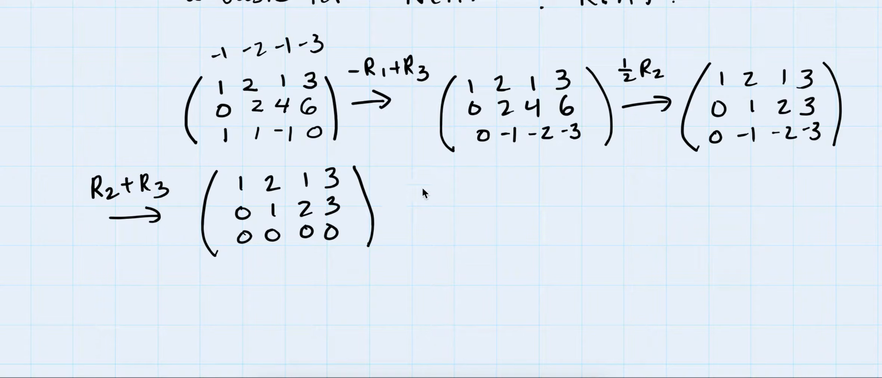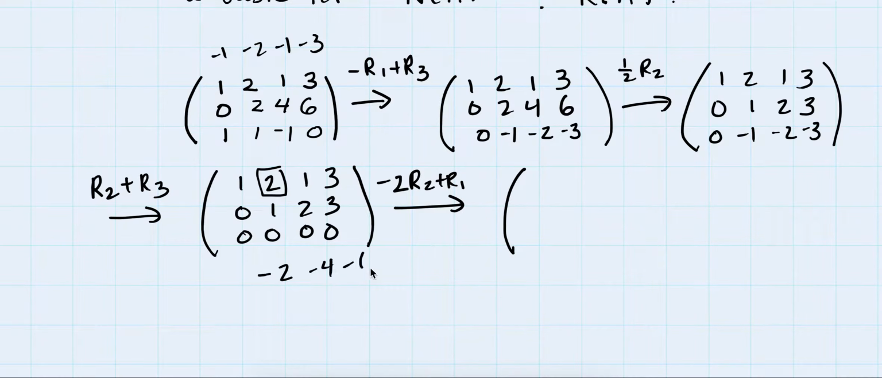And I want to get it in reduced row echelon form. This is in row echelon form. So the last thing I need to do is get rid of this 2 here. So I'm going to multiply row 2 by negative 2 and add it to row 1. I guess I could have done that earlier, but that's okay. So this is negative 2, negative 4, negative 6. So I get 1, 0, negative 3, negative 3; 0, 1, 2, 3; 0, 0, 0, 0. So this is my matrix in reduced row echelon form.